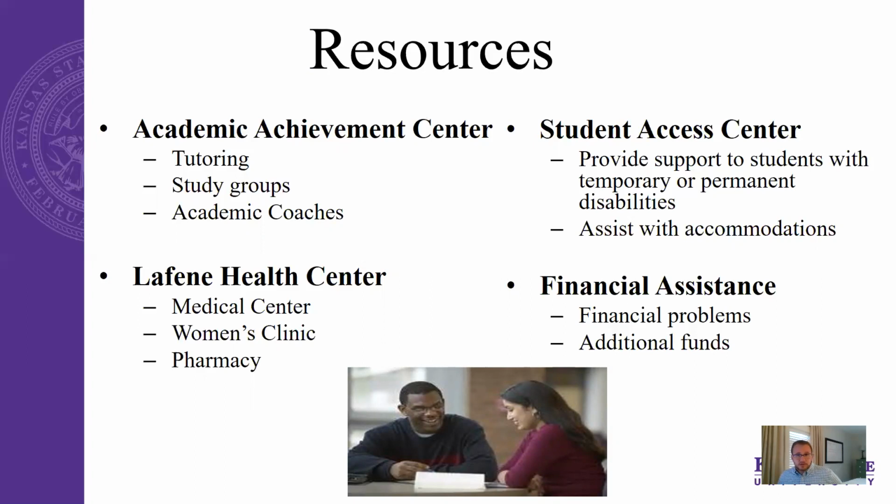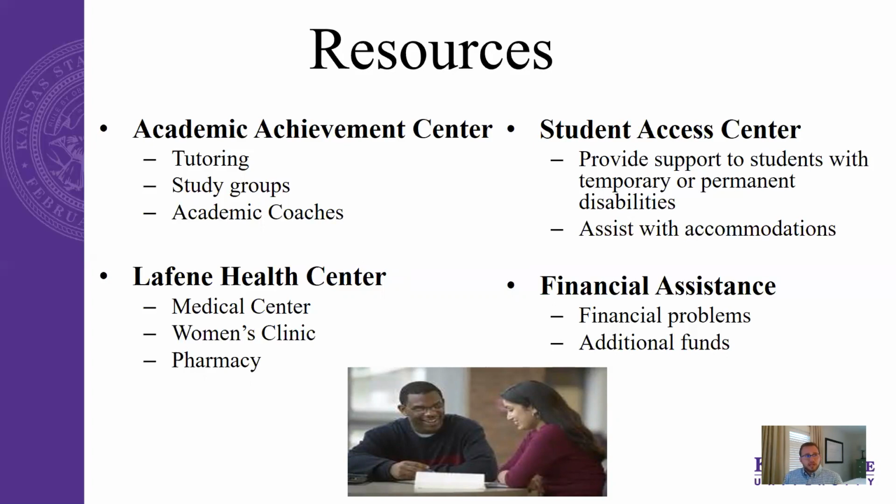Tutoring's available, study groups. Student Access Center, you should have a syllabus statement about Student Access Center, so students with permanent or temporary disabilities. You may get a letter from Student Access Center that says a student needs additional test time. You may be able to set that up, right? Like a time and a half in a quiet environment, maybe in your office setting, or you can work with Student Access Center to do that, and they can provide a space.